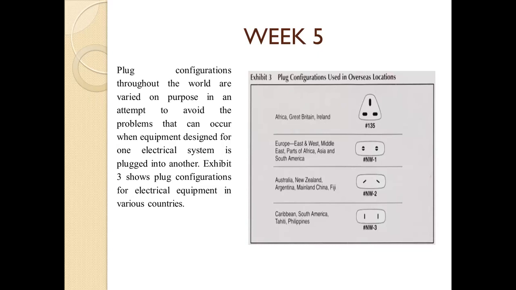Ang common sa atin dyan, no, South America or Caribbean, Philippines, is the NW-3. Okay, sa Australia, nakita ko yan. NW-2. Europe and Western Middle East, parts of Africa. NW1 and Africa, Great Britain, Ireland. Yan. Number 135. So magkakaiba sila ng saksakan. So pag may dumating na balikbayan box sa bahay nyo, galing sa kamag-anak nyo, malalaman nyo kung saan nila binili. Eh, depende yan sa itsura ng configuration ng kanilang plugs. Okay?